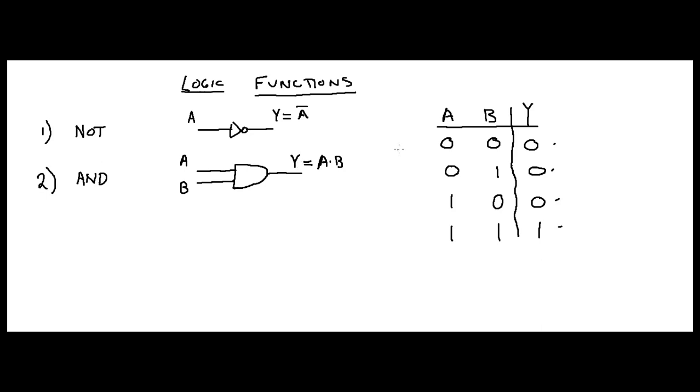By the way, this is always in binary, right? But let's count here. If this was a binary number, let's write the decimal right here. What's the decimal right here? Well, 00 is 0, isn't it? 10 is 1. 01 is what? 2. 11 is 3.